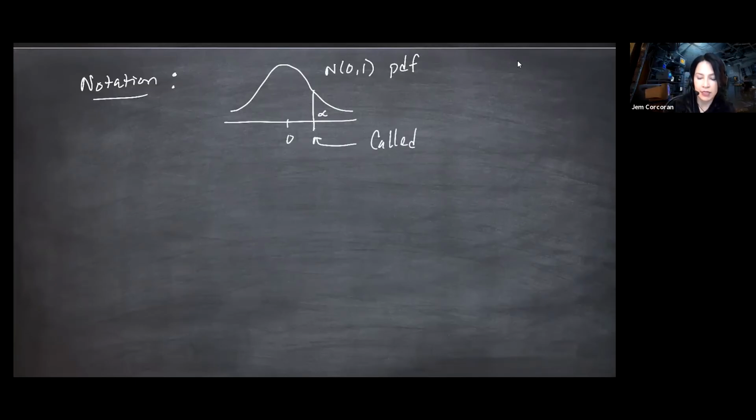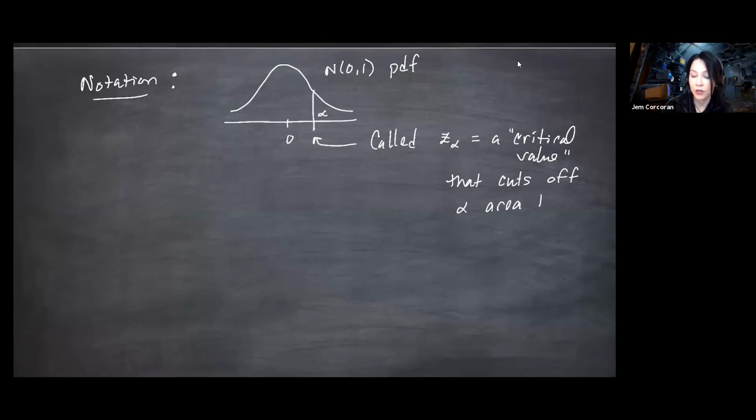This is a lowercase c. I don't really make my lowercase c's so curly, but I'm really trying to distinguish it here. This is a lowercase c sub alpha. This is not a random quantity. We use the notation lowercase z sub alpha to be the number that cuts off alpha area to the right. So this is a critical value that cuts off alpha area, alpha between 0 and 1, to the right. You will sometimes see this notation go the other way. I am picking the notation that's used the majority of the time. So be careful if you're looking at other textbooks or reading papers.